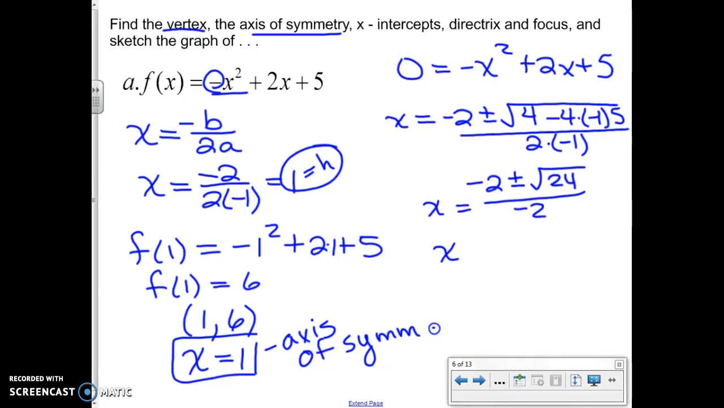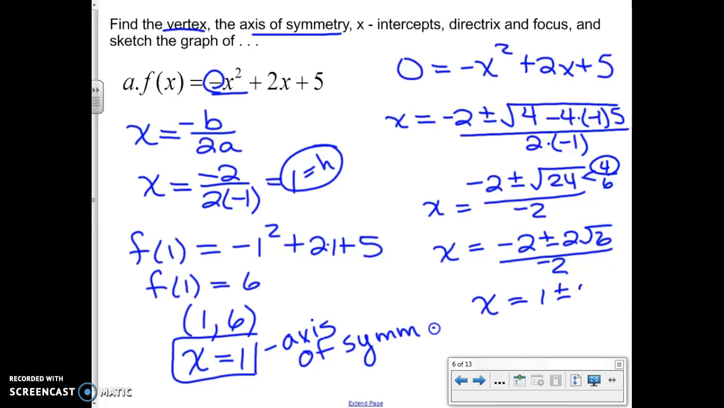So my x-intercepts, this I can simplify on down. I know my factors of 24 are 4 and 6. 4 has a square root in it, so I have negative 2 plus or minus 2 square root of 6 all over negative 2. Simplifying it, we get 1 plus or minus the square root of 6. Actually, I was about to do the negative, but I don't need to do that because of the plus or minus on there.